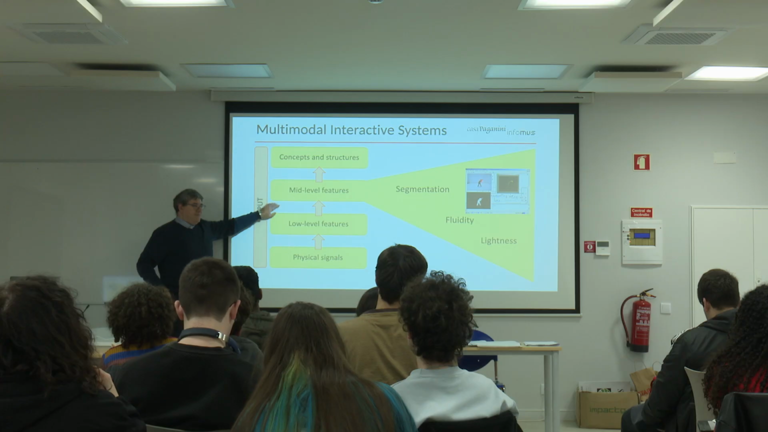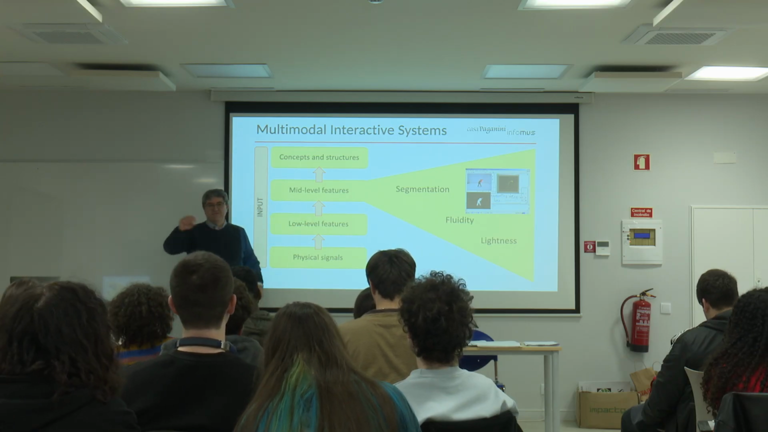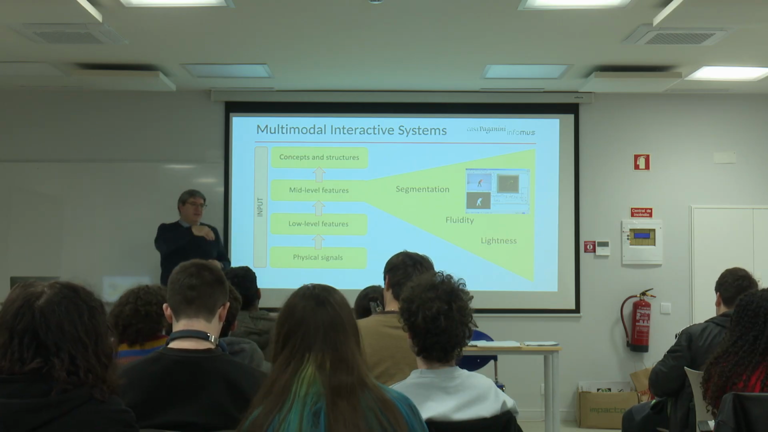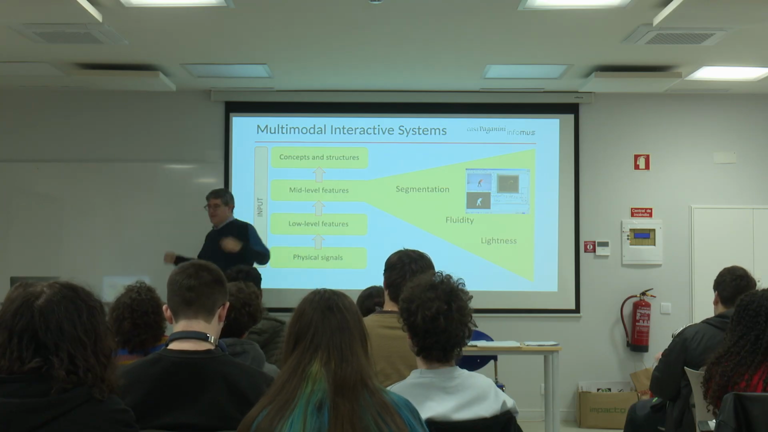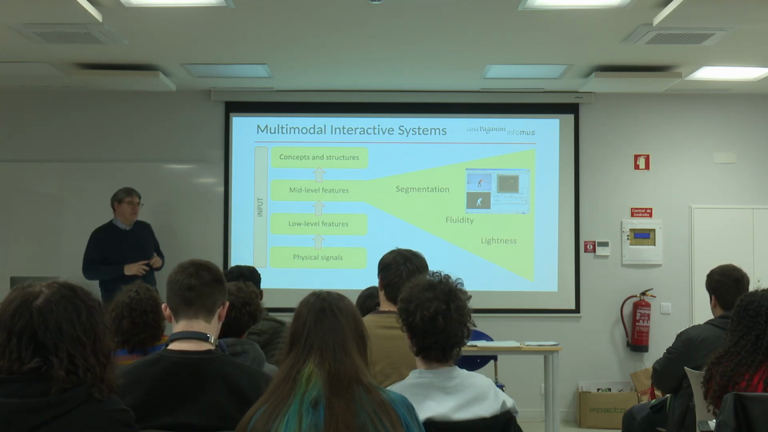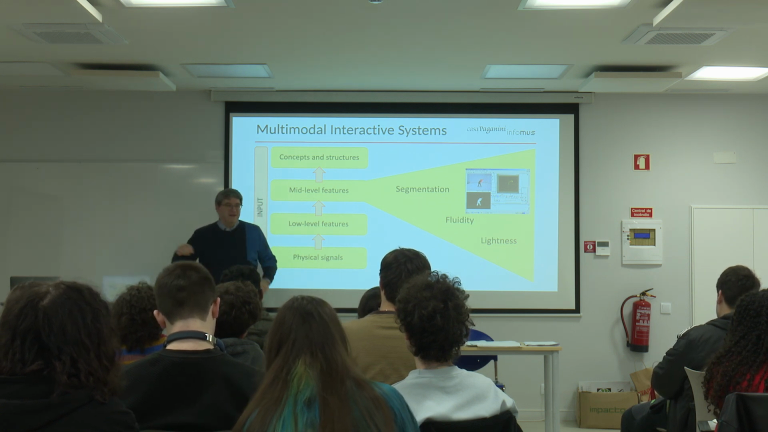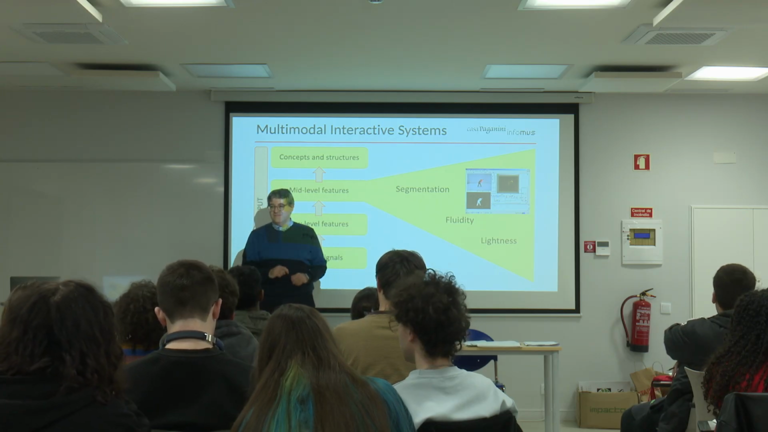Let's go up, to mid-level features. Low-level features are just numbers, functions, time series: a sequence of numbers that describe how much I'm moving, energy. Then when we go up, what we want to do is to identify single units. Like I do a circle, I stop, this is a unit.